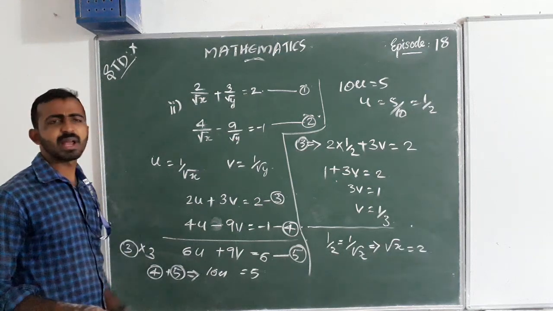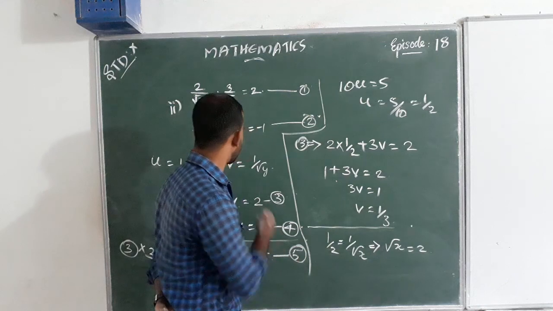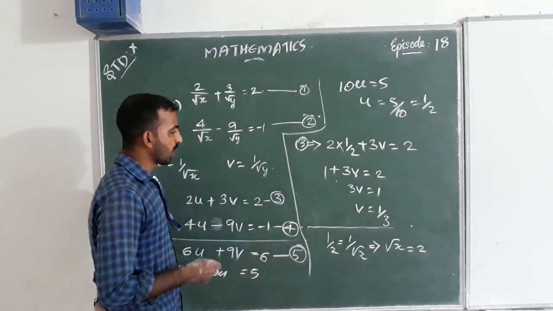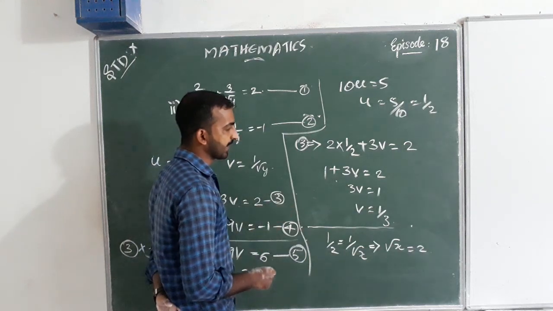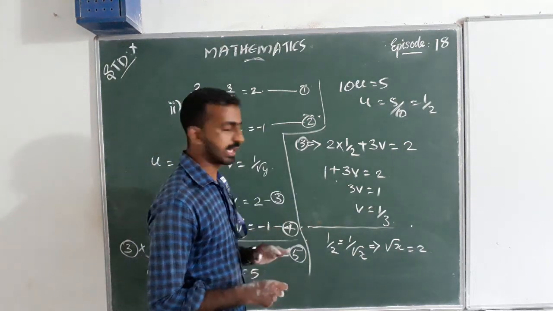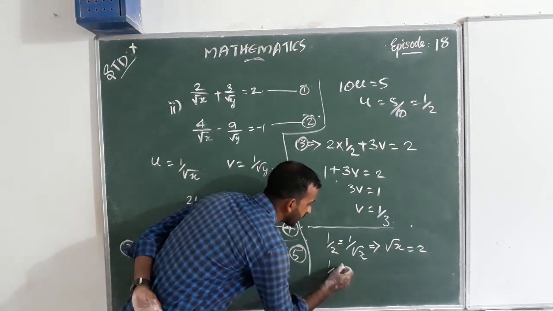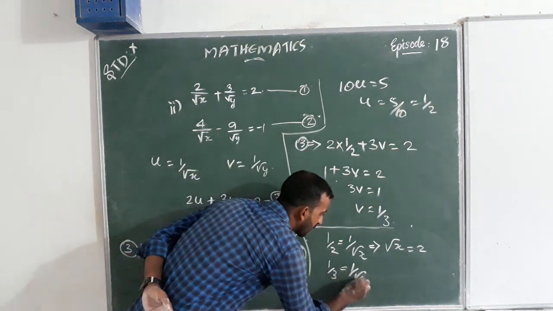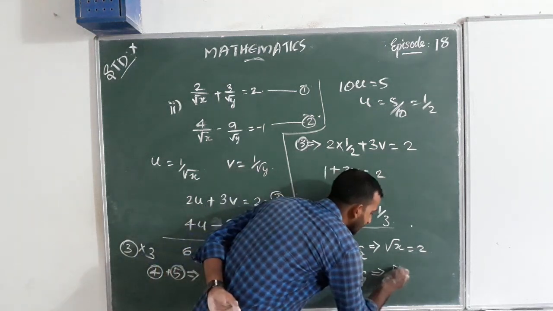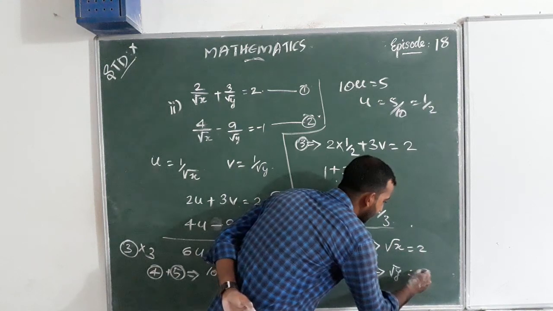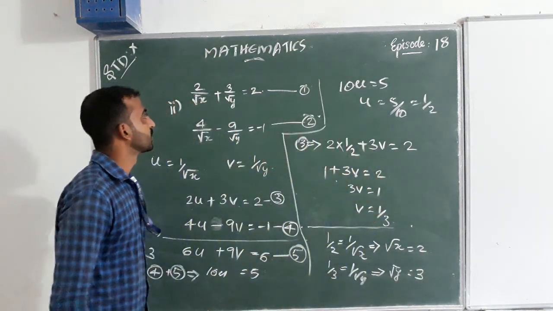And also what is b? b is equal to 1 by root y. What is the value of b? 1 by 3. Is it 1 by 3? Here we get 1 by 3 equal to 1 by root y. That implies root y equal to 3.